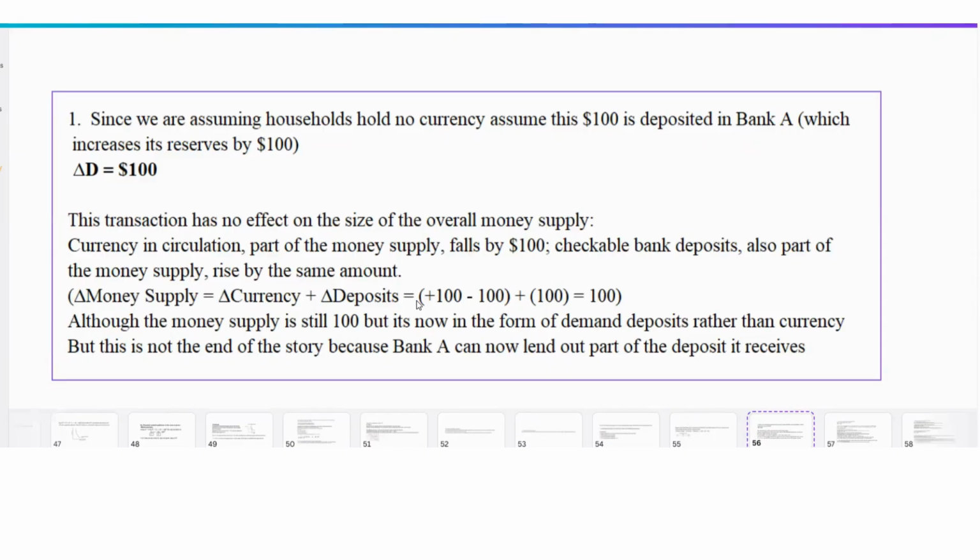But this is not the end of the story, because Bank A can now lend out part of the deposits it receives. Like, initially, the central bank increased the monetary base by 100, and the money supply increased by 100. Then we saw that $100 was deposited into a bank. This did not change the total amount of money supply because currency went down by 100 and deposits went up by 100. But this is not the end of the story, because Bank A can now lend out part of the deposit it receives.